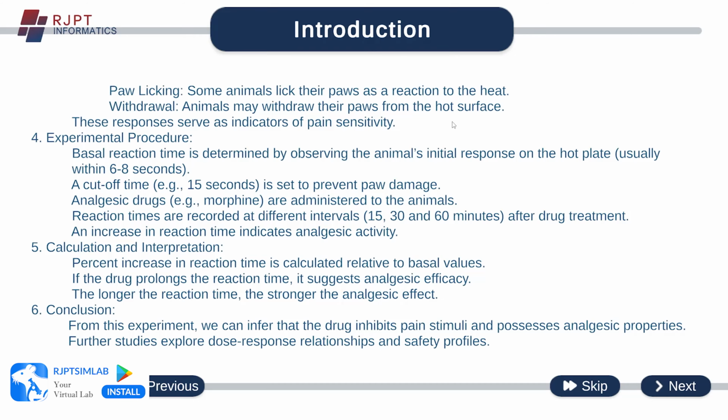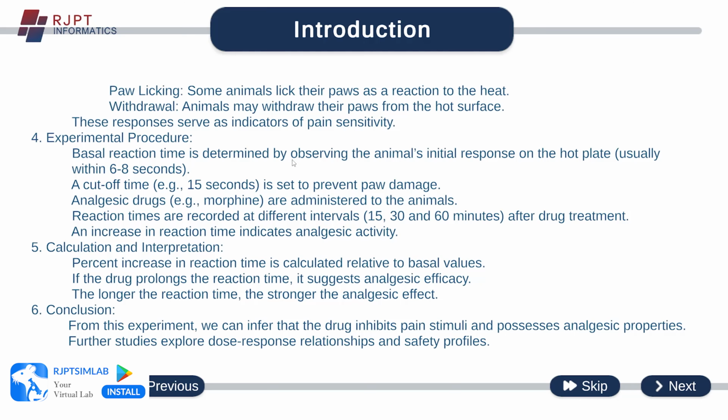When we perform this experiment, we can observe that when the animals feel pain due to the heat, they will start lifting their paws and move to the wall surface of the cage. These responses serve as an indicator of pain sensitivity. Then fourth is the experimental procedure.